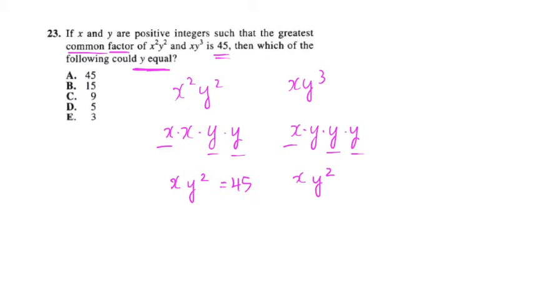Which of the following could y equal? What could y be? Well, obviously y is not going to be 45 since y squared times x is going to equal 45. And here we can just do a little bit of trial and error. What 2 numbers multiply to 45? The first ones that probably come to mind are 5 and 9. 9 is a perfect square, much like y squared. So let's say that y squared is 9. What would y equal? Y would equal 3. And this is our answer.